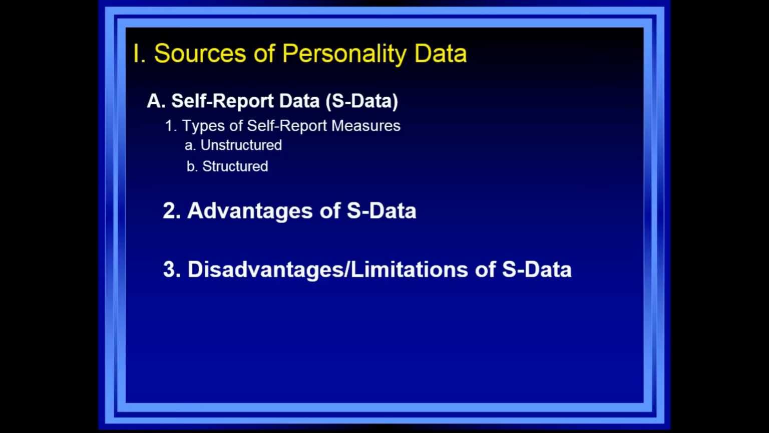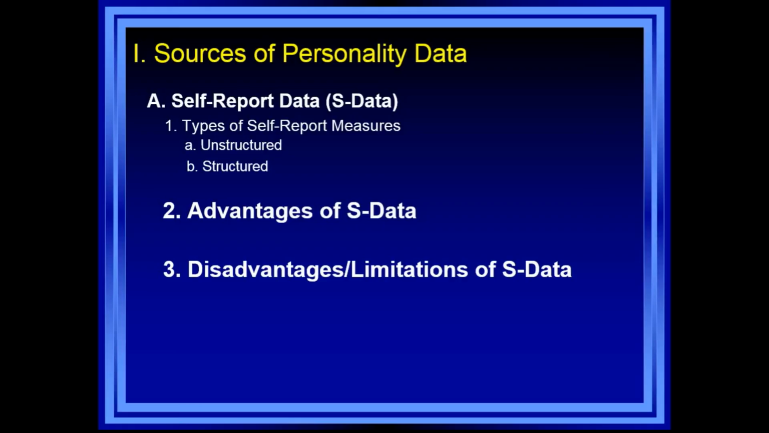The second disadvantage or limitation to self-report data is that individuals may not always have accurate self-knowledge, meaning that they might lack insight into their true personality traits. They might think that they are extremely patient, and everyone else who knows this person says, no, they're very impulsive. Oh goodness, they're by no means patient. But they lack insight. So that's another disadvantage, not having accurate self-knowledge.